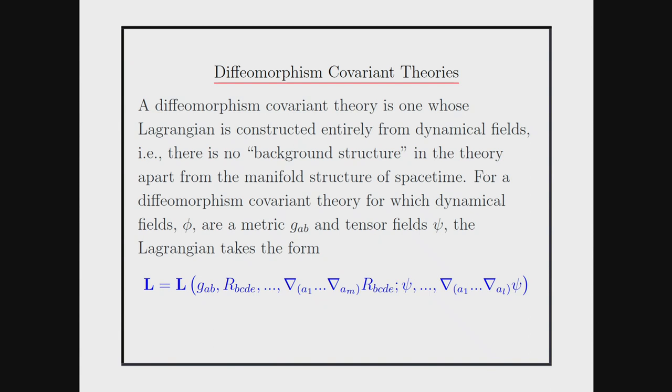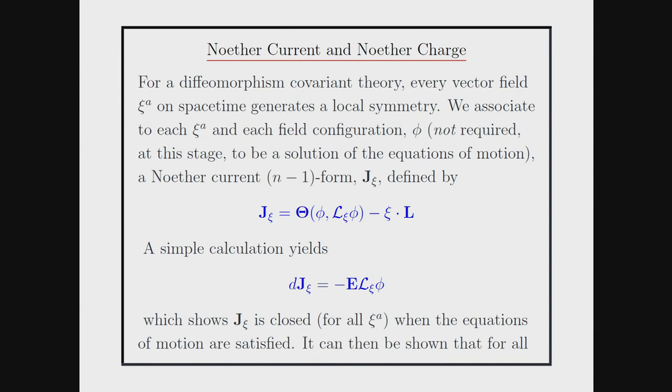This is essentially the Thomas replacement theorem, which goes back to the 1930s, I think. So I can get rid of the background derivative operator and rewrite the Lagrangian as a function of the metric, the Riemann curvature, and symmetrized derivatives of the Riemann curvature. These are now the derivative operators associated with the metric, so there's explicitly no background structure. And then the matter fields and their symmetrized derivatives. That's the form the Lagrangian of any diffeomorphism covariant theory has.